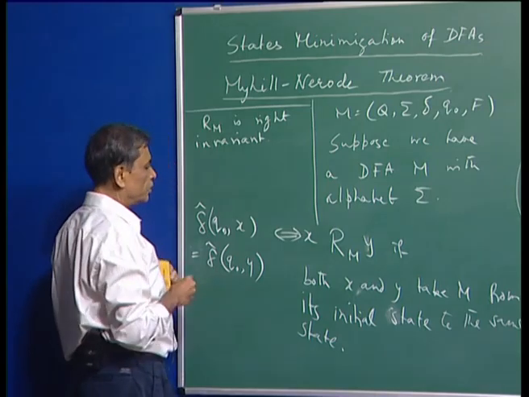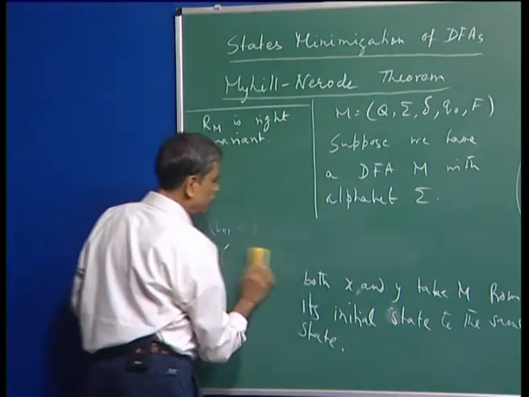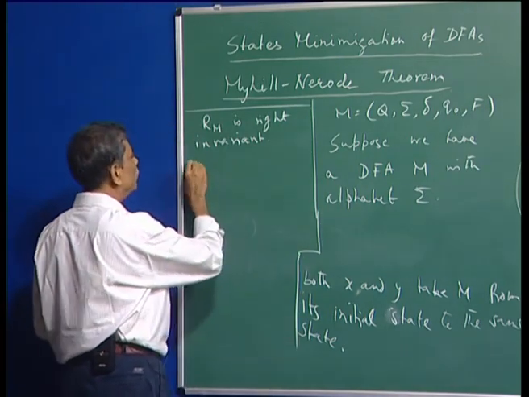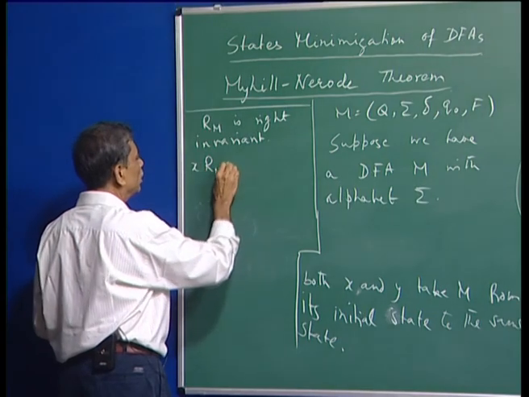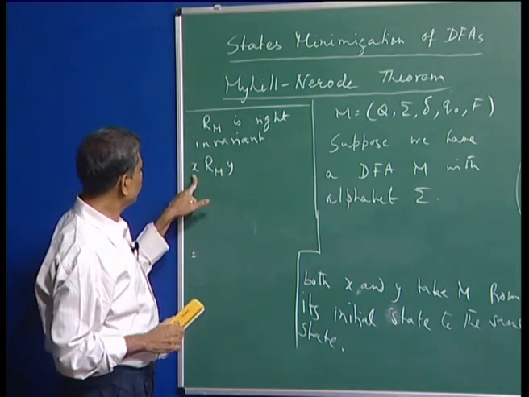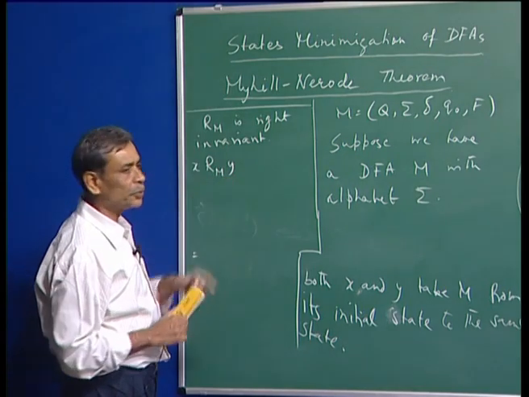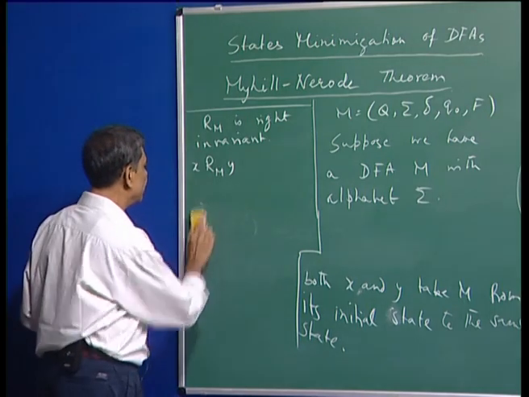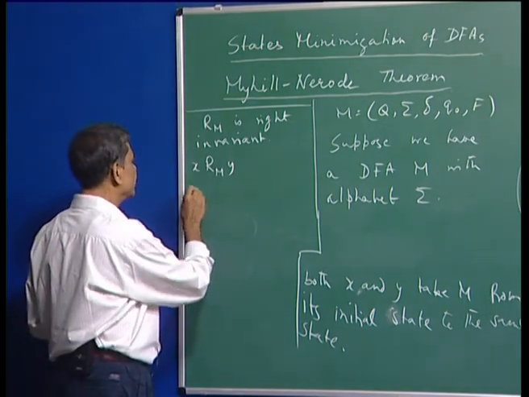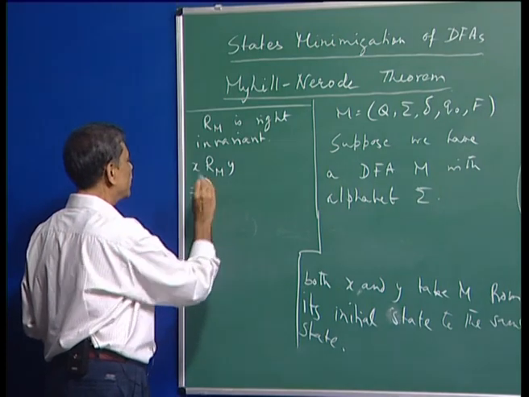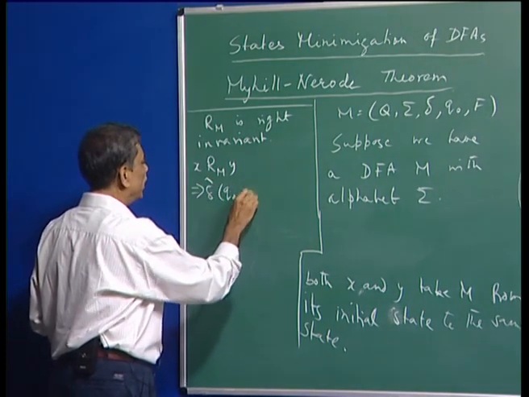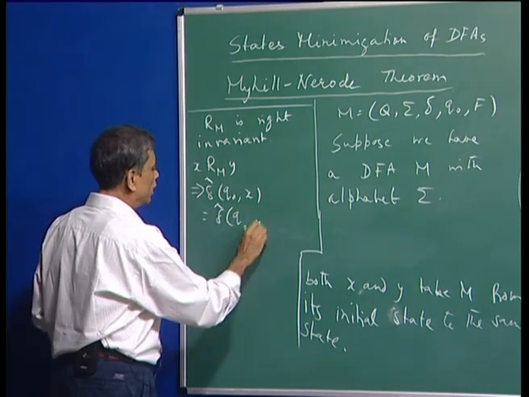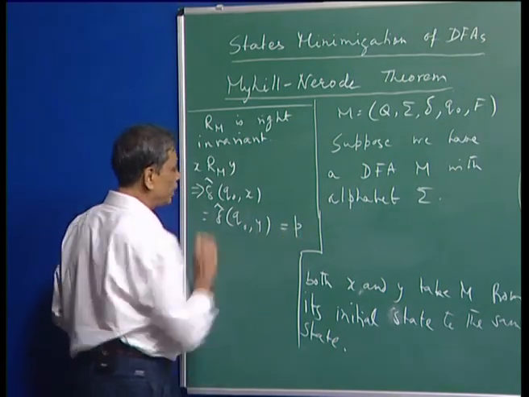Why? Let us say, suppose x R m y. That means that both x and y take the machine from q0 to the same state, right? In fact, we had written that here. Now, this implies, of course, that delta hat of q0 x is the same as delta hat of q0 y. Let us say this state is the state p.